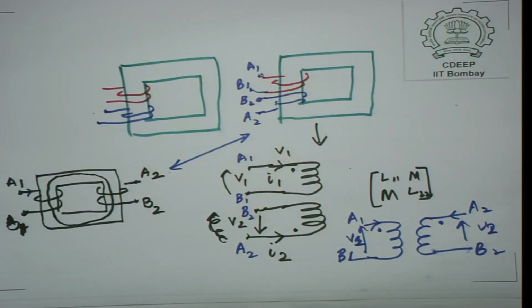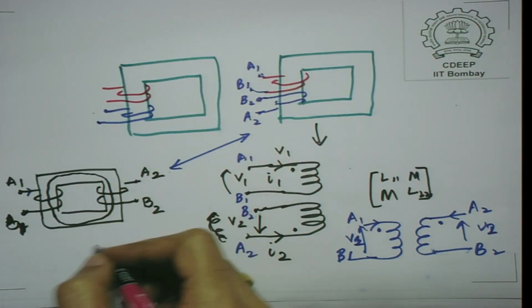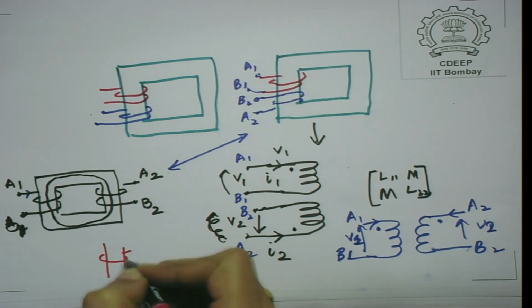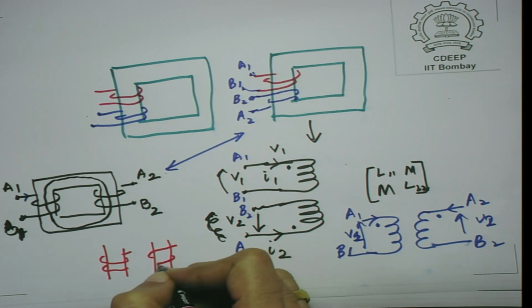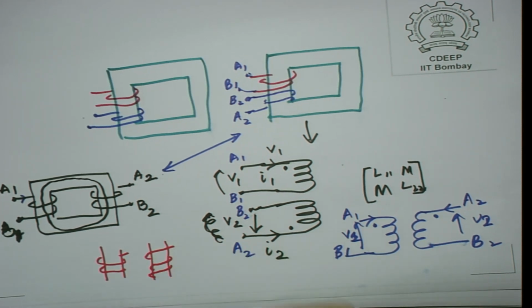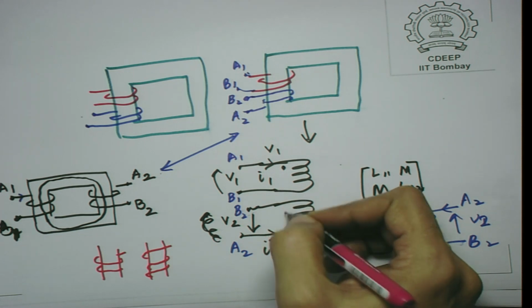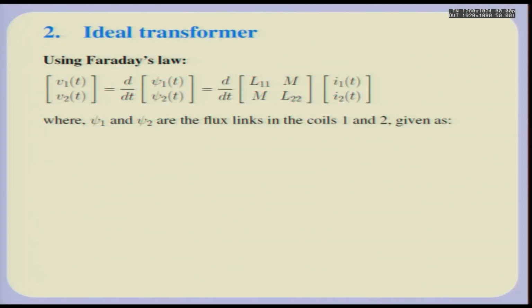So, that is essentially what the dot convention means. It captures the sense of the coils. You can of course wind the coils in the opposite direction. In that case, you will have to reverse the signs. For example, if this was wound in the opposite way, that is, instead of being wound like this, it was wound in this fashion, okay, the dots would reverse. So, this dot would not be here, but here. Okay. We now move on to an ideal transformer.